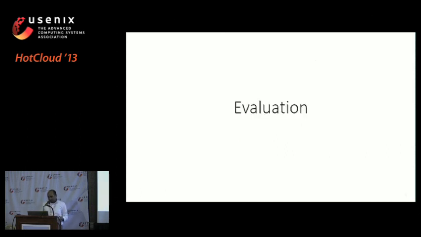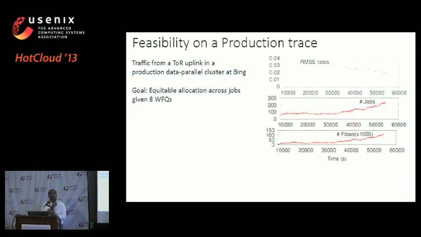Just to show you a couple of evaluation results, the first one we did was, we looked at traffic from a production network from a top-of-rack uplink in Bing. It's a cluster that runs MapReduce. And what you have here are the time on the x-axis, the number of flows on this link, the number of jobs on the link, and the shaping error when you're using VShaper to give you equitable allocation when you just had 8 weighted fair queues.